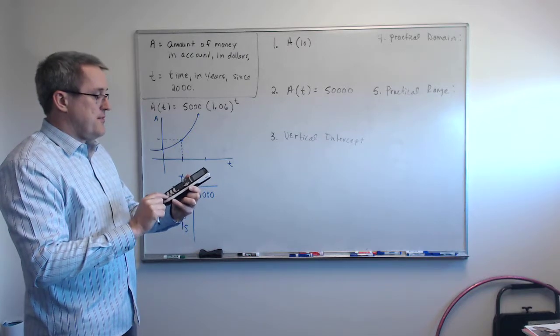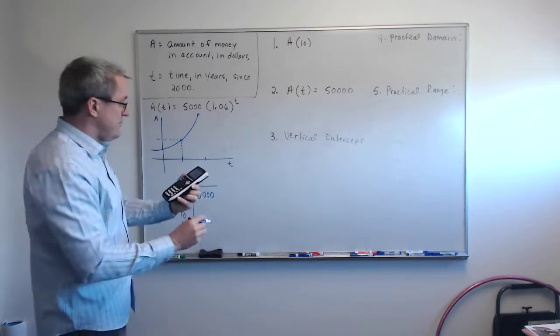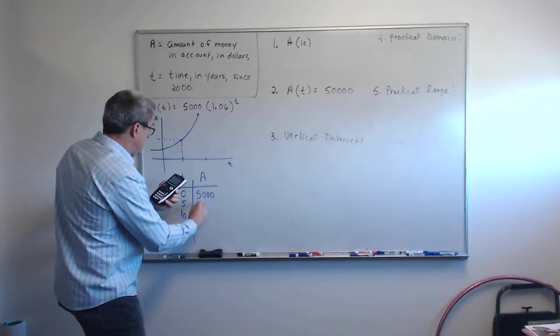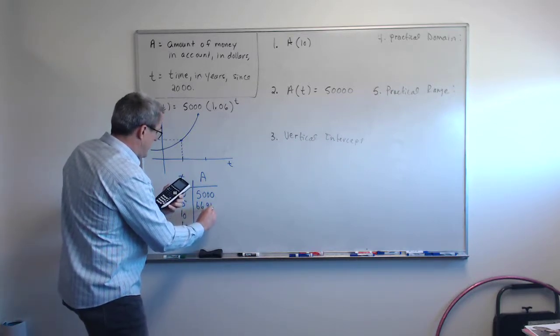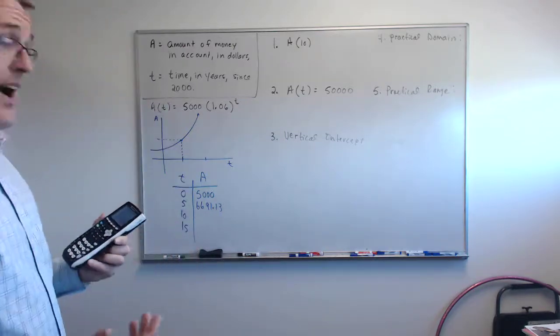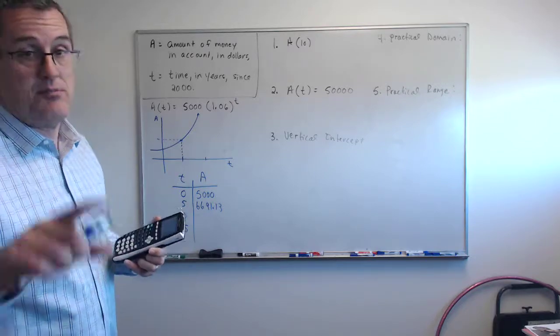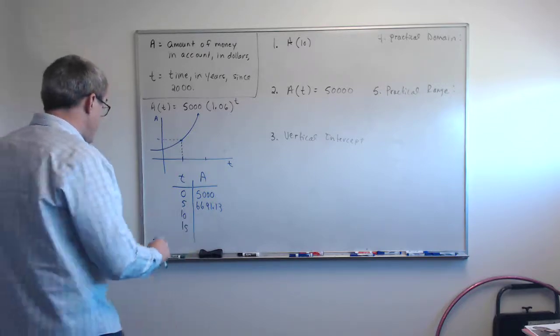1.06 raised to the power of 5. Multiply that by 5,000. And I get about 6,691 point about 13 cents if I round to the nearest penny. So after 5 years, my account balance would be $6,691, and don't forget the 13 cents.